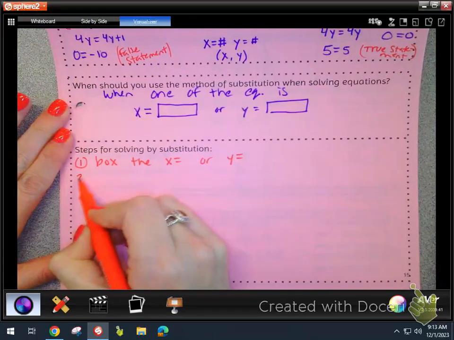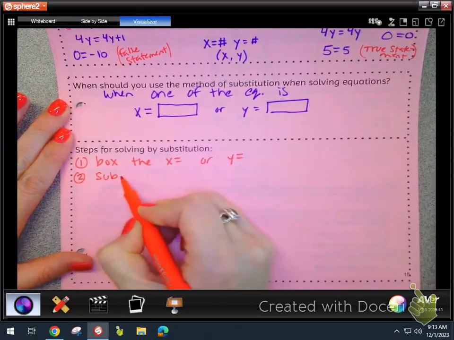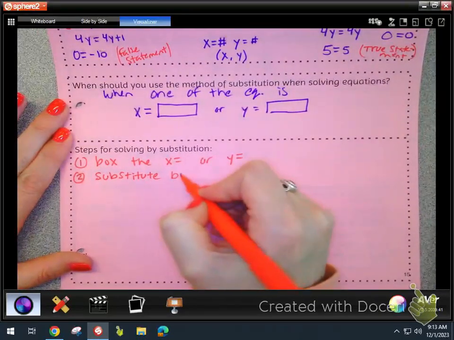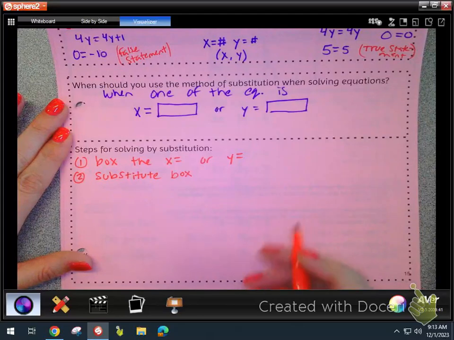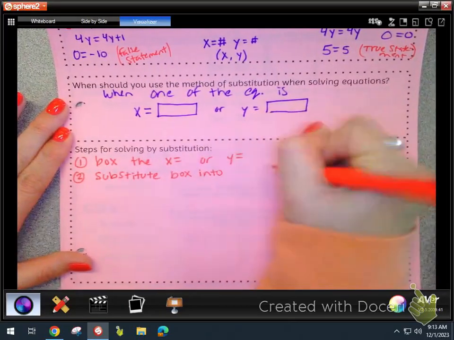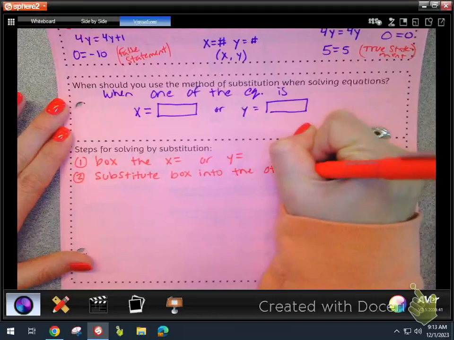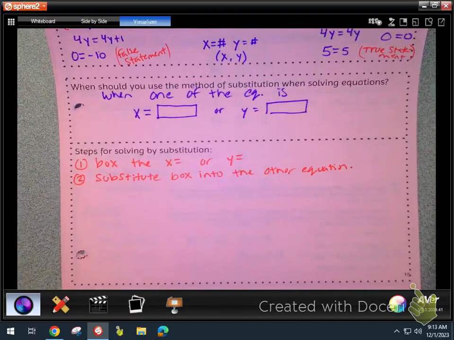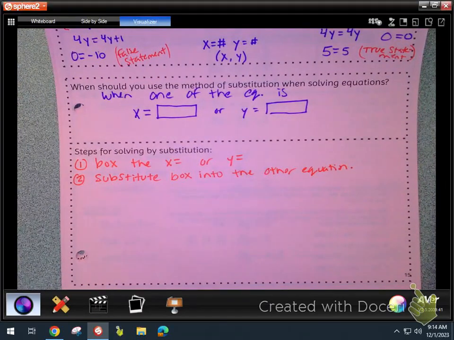And then after that, we're going to substitute. That's why it's called substitution. We're going to take whatever's in that box, that expression, and plug it into the other equation. I always draw an arrow, like this is where it's going. So step 2: substitute your box, whatever you boxed, into the other equation. It's a replacement. You're taking the variable out and putting a new expression in.